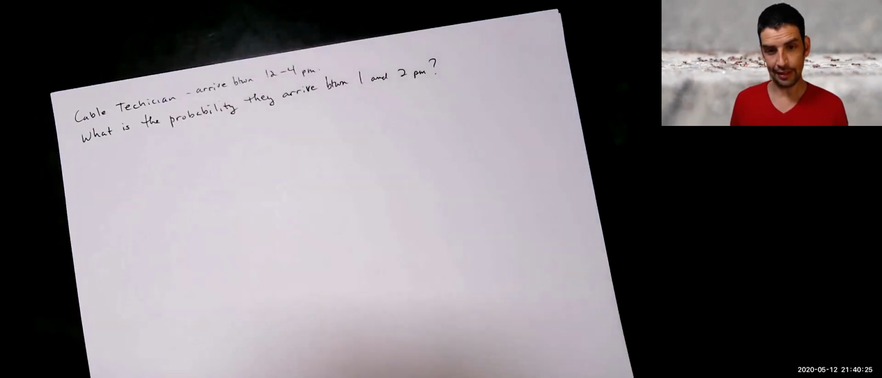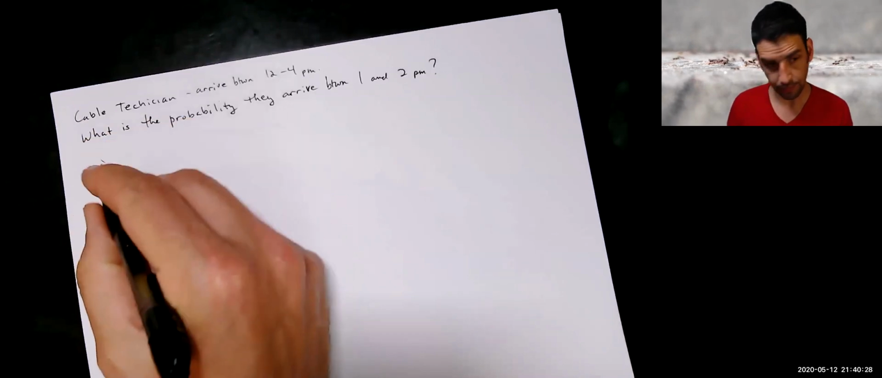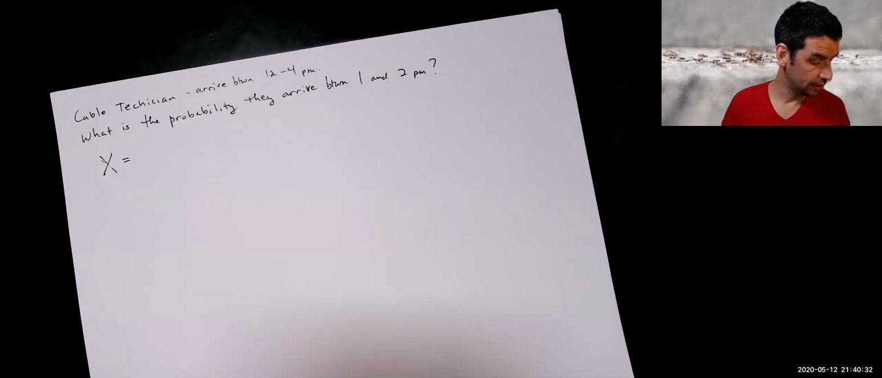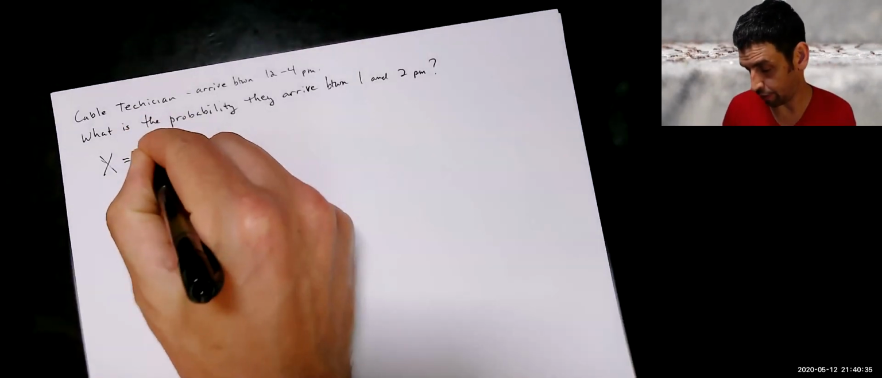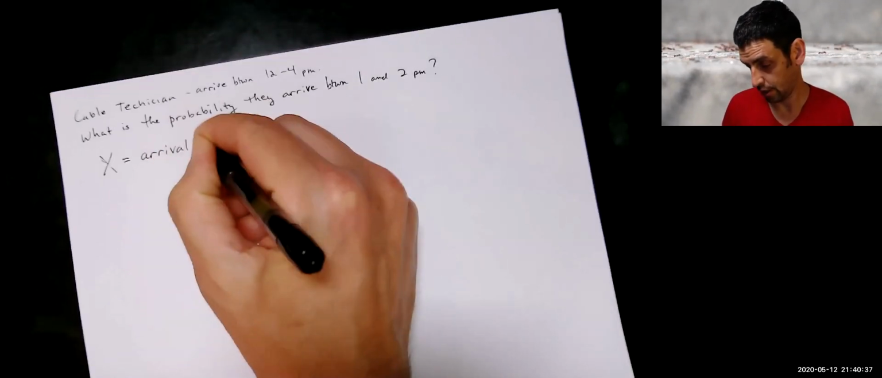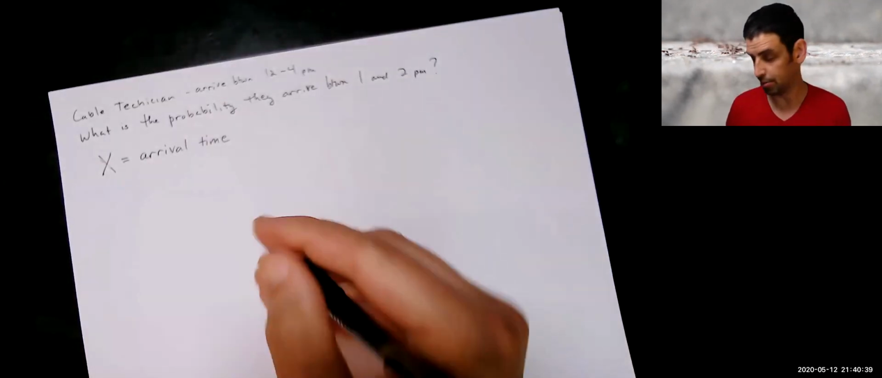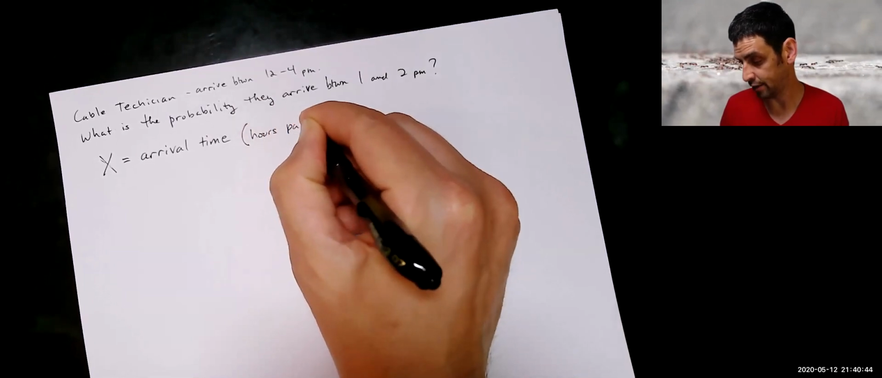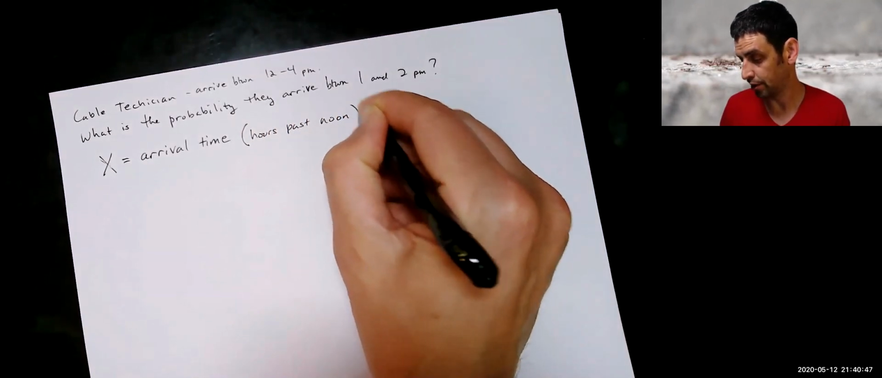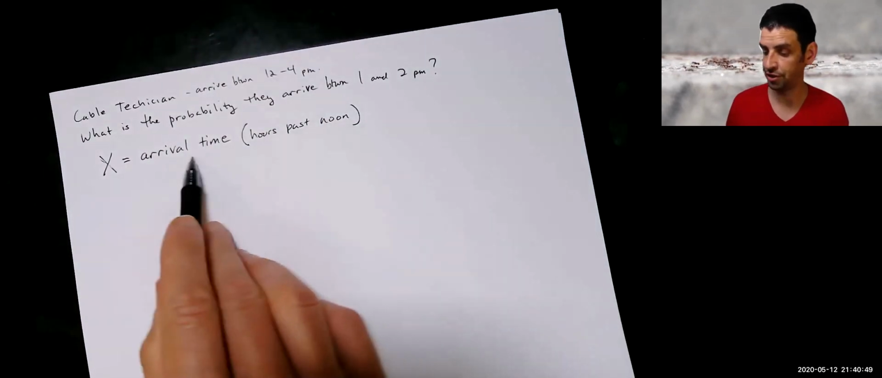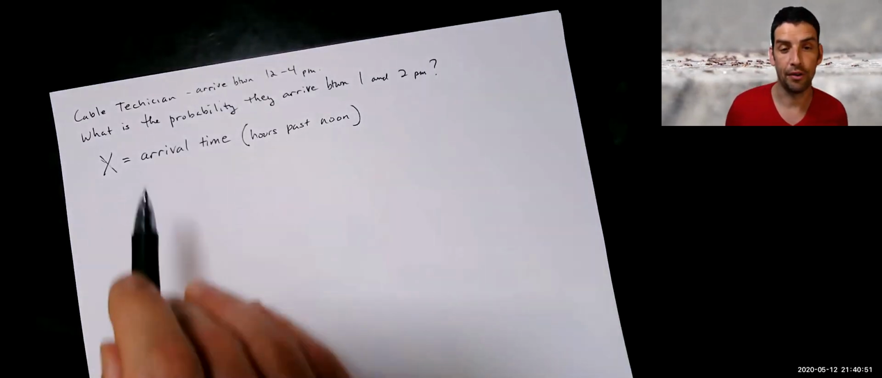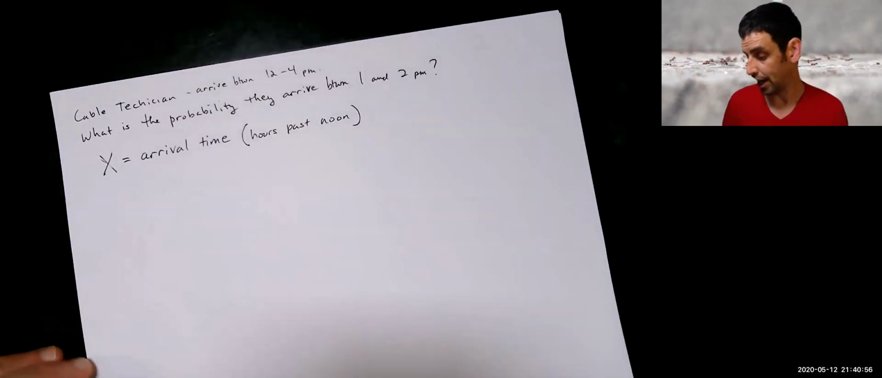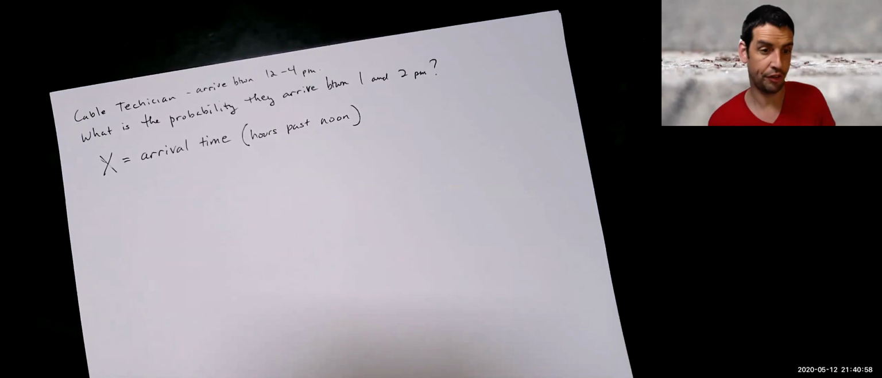So let's name a random variable. I'm going to call x equals, let's say, the arrival time of our technician. And in particular, I'm just going to count it as hours past noon, right? So just kind of setting noon as our 0. And so if they arrived at 1:30, they'd be 1.5 hours past noon, right? Okay, so that's our variable.